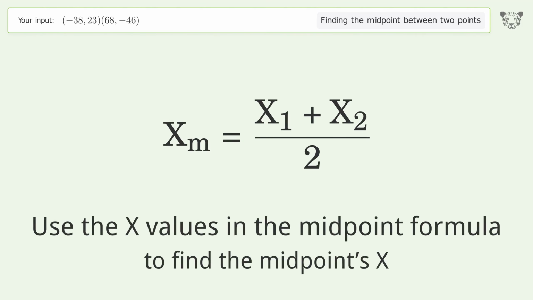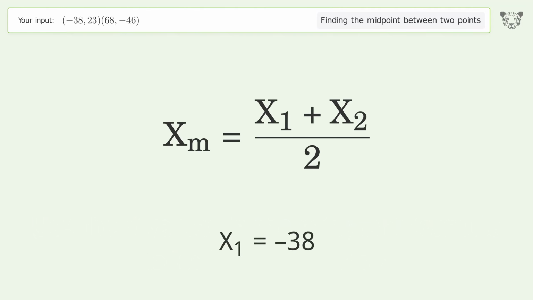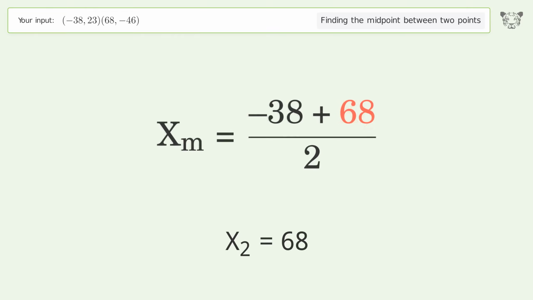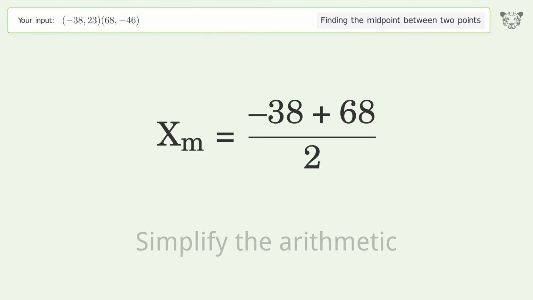Use the x values in the midpoint formula to find the midpoints x. x1 equals negative 38. x2 equals 68. Simplify the arithmetic.